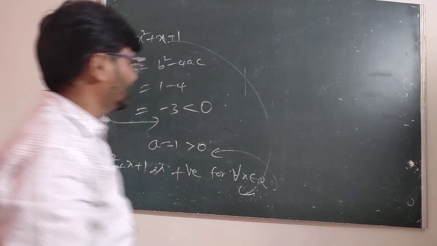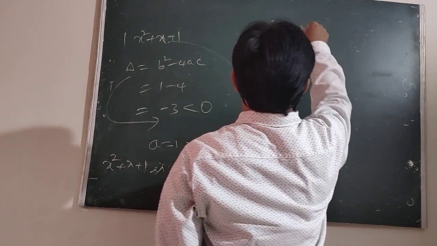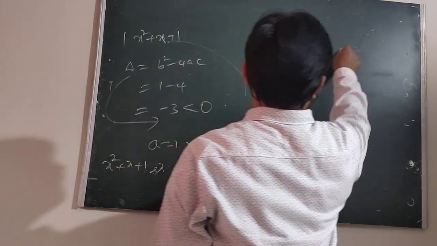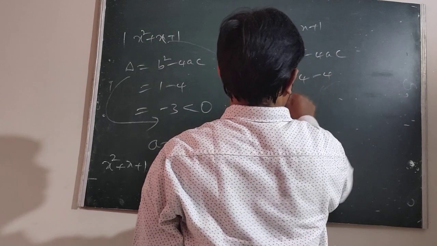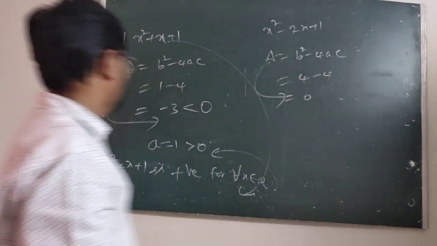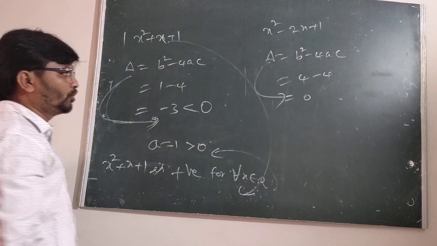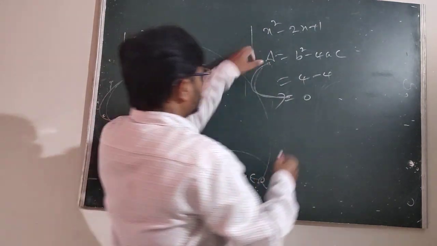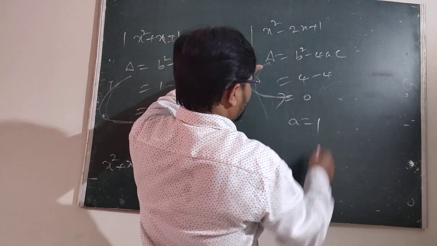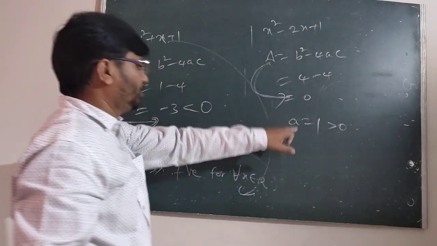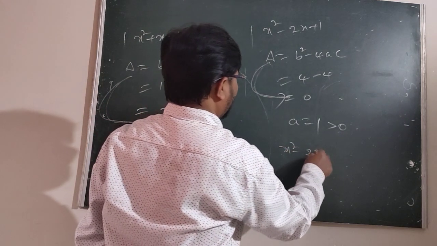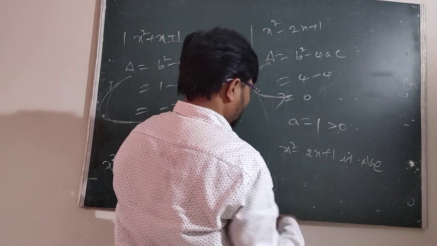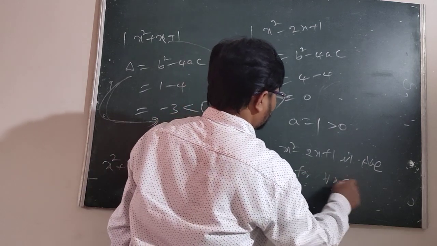Now another one, x square minus 2x plus 1. Now here we find the discriminant b square minus 4ac. 4 minus 4 is 0. What you observe here? Here also the discriminant is 0. Now the sign of the expression is based on the coefficient of x square. It is 1, greater than 0. Now we can write x square minus 2x plus 1 is positive for all x belongs to R.